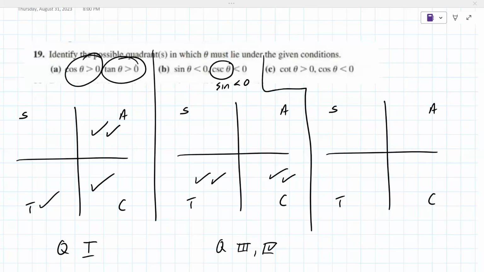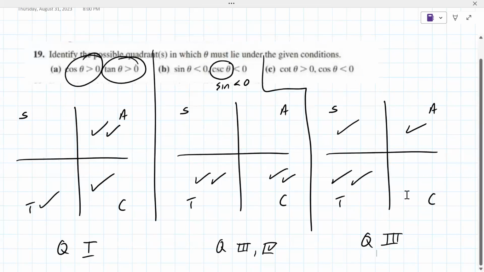All right, so try letter C, please. Quadrant 3. Okay, so cotangent is like tangent, so it's first and third. And then cosine is negative in the second and the third. So yeah, quadrant 3. Very good. All right. You've got to get this down. I think you do have it down.